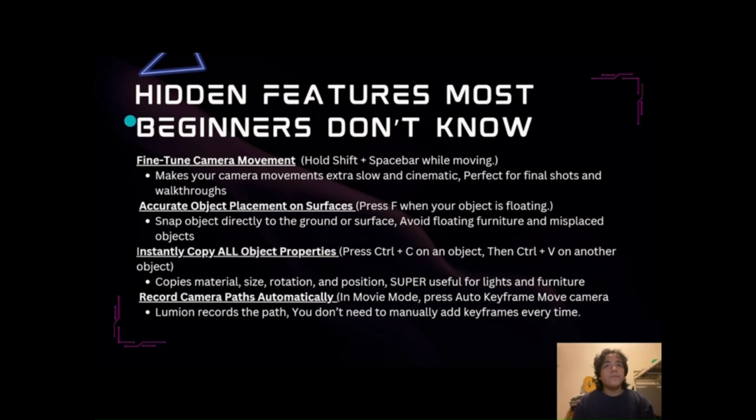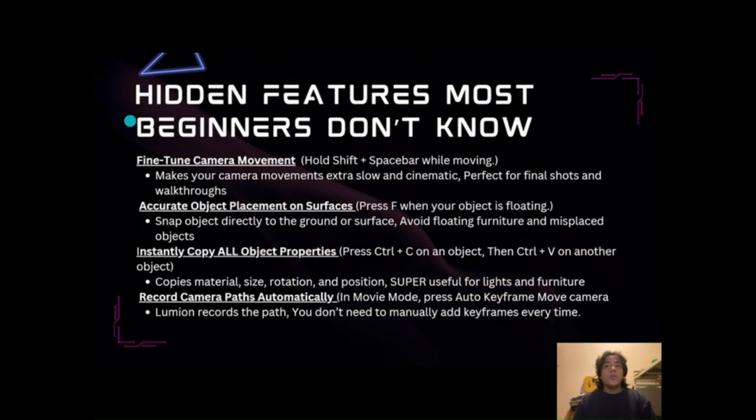By pressing F when your object is floating, it snaps the object directly to the ground or surface, avoiding floating furniture and misplaced objects. The third one is instantly copy all object properties. By pressing Ctrl plus C on an object and then Ctrl V on another object, it copies materials, size, rotation, and position, super useful for lights and furniture.